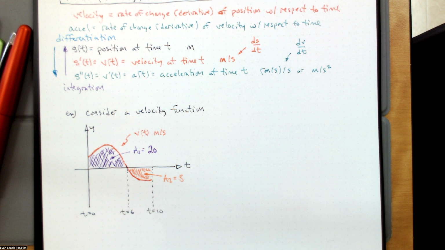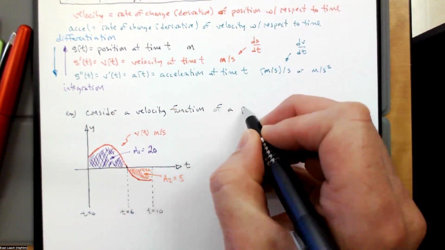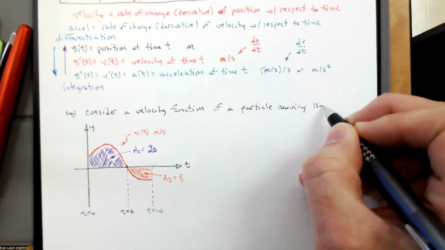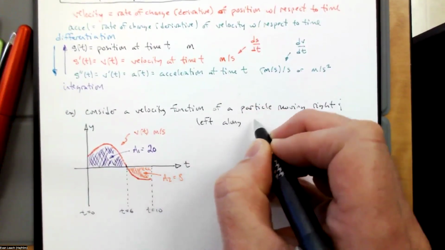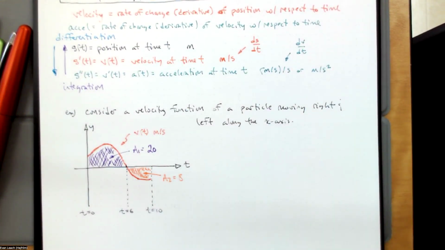So let's put some more context on this. I'm going to give you the most popular context. This is from looking at lots of AP tests. For those of you who have taken AP tests, might be familiar. Let's consider a velocity function. This is the velocity of a particle moving left and right, or let's say right and left along the x-axis. Let's say that positive velocities move the particle to the right.